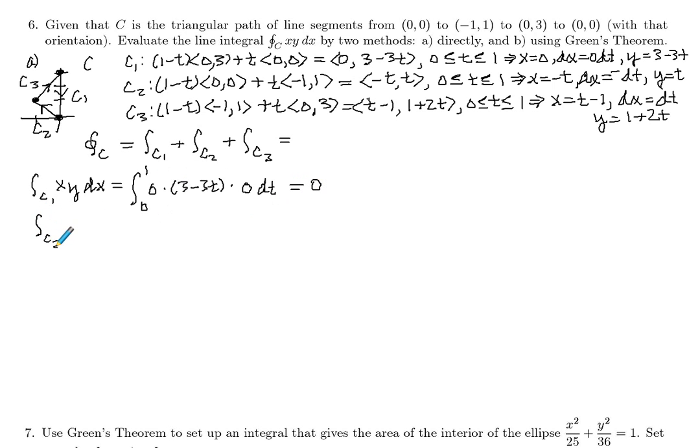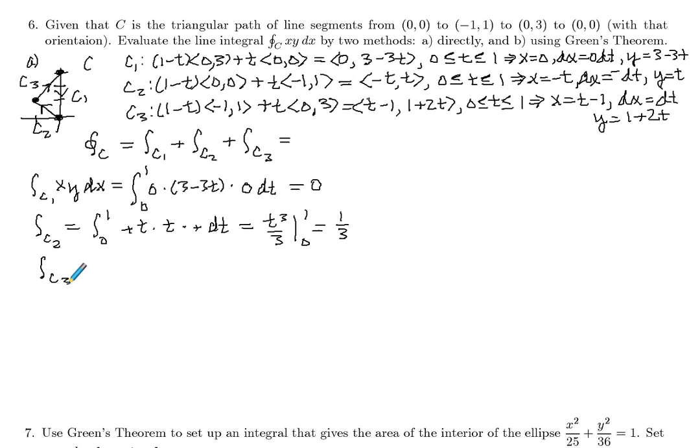The line integral along C2 of xy dx is going to be the integral from 0 to 1, and now we do x, y, dx. So negative t times t, negative dt. So these two negatives are going to make a positive. We're integrating t squared. We're going to get t cubed over 3, evaluated from 0 to 1. So plug in the 1, we get 1/3. Plug in the 0, we get 0. That integral is just 1/3.